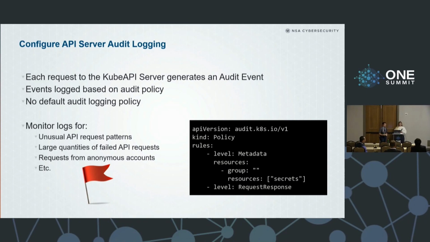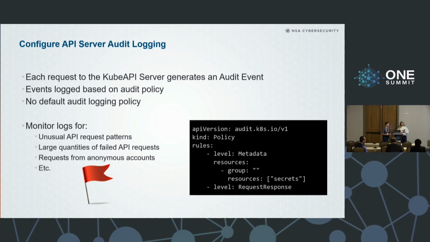The kube-apiserver on the control plane handles all internal and external requests for the cluster. Each time it receives a request, that generates an audit event, and these audit events are all logged based on the audit policy. By default, there is no audit logging policy. That does vary for some Kubernetes as a service platforms, but for standard installations, there's no default. We do recommend creating one.